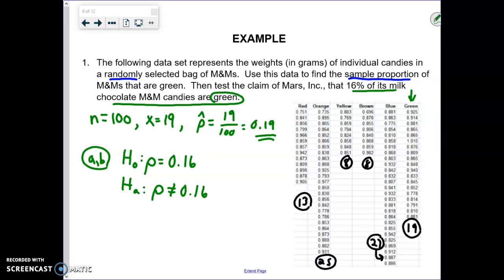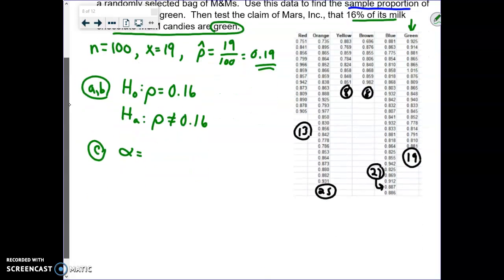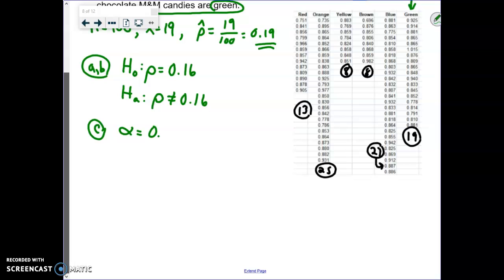Okay, again, we're not saying, are there more greens in there? Are there less greens? We're just testing if it's different than 16%. Okay, now, let's go ahead and then for C, we need to know what alpha is, and it doesn't really tell us what to test this at. So remember, if it doesn't tell you, you just use 0.05, and I'm going to put that's the assumed level of significance. And then let's look at the requirements.